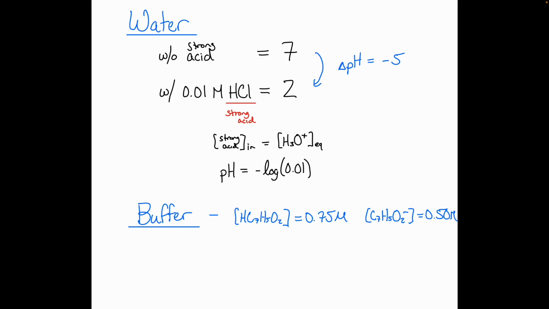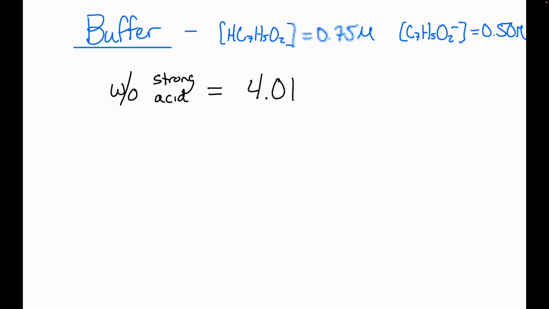All right, now without any of that strong acid added, we just calculated that its pH would be 4.01. That was the calculation that we just did using our Henderson-Hasselbalch equation. But now we're going to take this buffer and add that 0.01 molar HCl, and we're going to calculate what its concentration is.